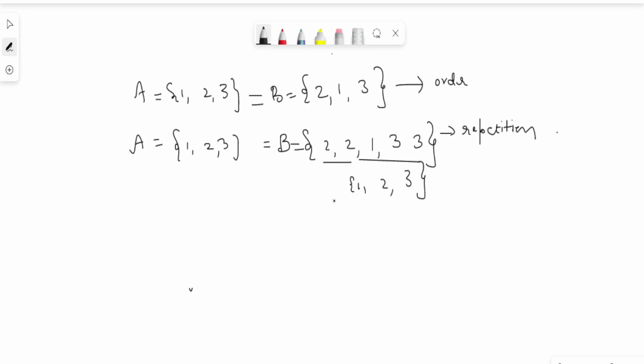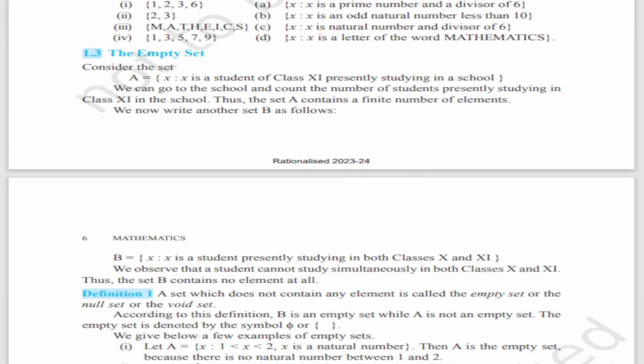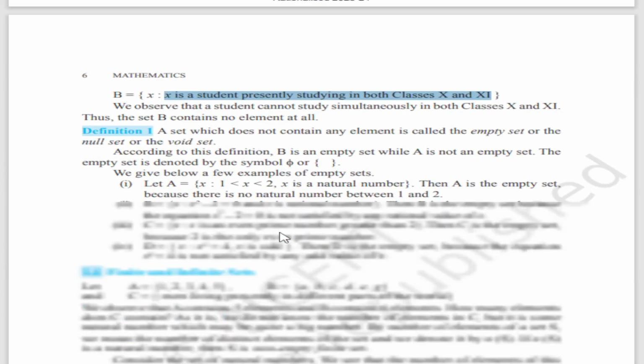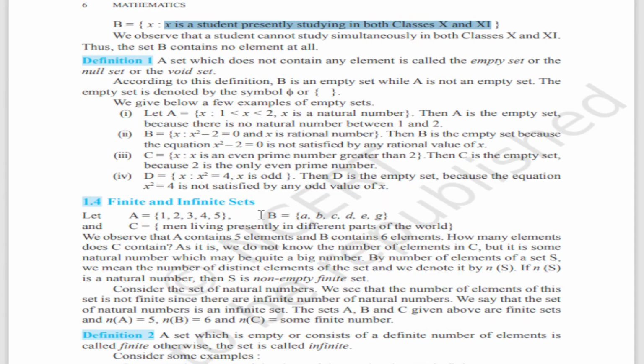So let's also go through the NCERT and we will cover some of the good examples from the textbook. As I explained, an empty set is a set that does not contain any elements. So one example is that X is a student presently studying in both classes 10th and 11th, which is not possible. So this set is empty. We also call it a null set or a void set.